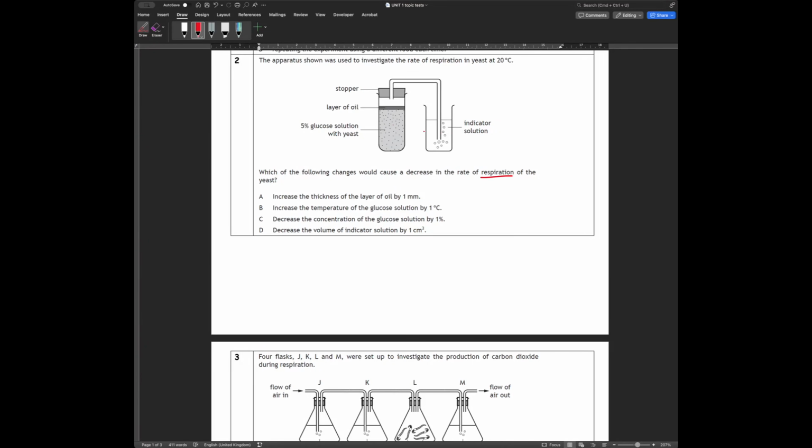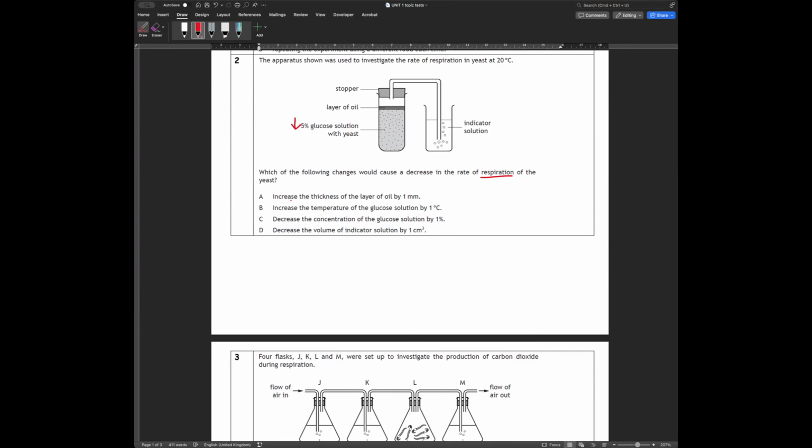Now we have glucose in this experiment. We have a 5% glucose solution that's in with the yeast. So if we wanted to decrease the rate of respiration, in my head, we would decrease the amount of glucose that we give to the yeast. I'm not sure if that's going to be an answer, but that's where my head is at before I even get to the options. All of these other things are obviously part of the experiment, but probably are less of a factor in terms of the rate of respiration.